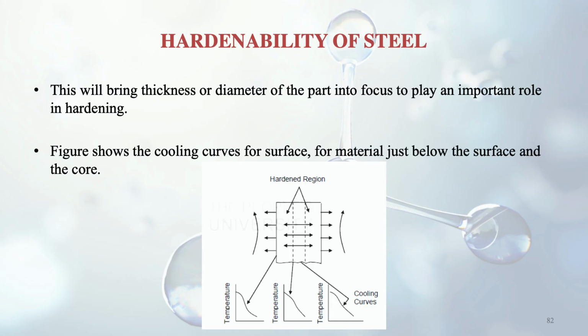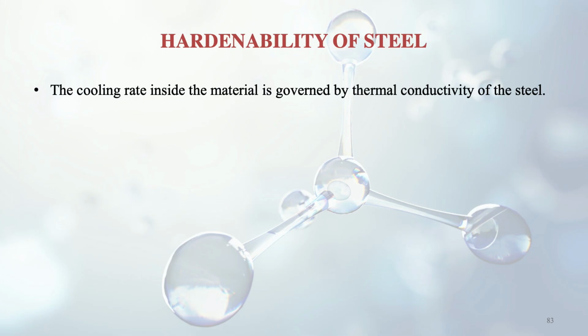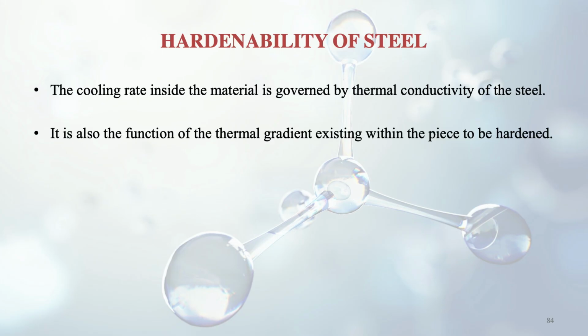In this figure, you can see temperature and the cooling curves, and the hardened region. It shows the cooling curves for the surface, for the material just below the surface, and for the core. The cooling rate inside the material is governed by the thermal conductivity of the steel. We know the thermal conductivity of different materials differs, and upon that depends the heat loss from that particular body. This is also a function of the thermal gradient existing within the piece to be hardened.